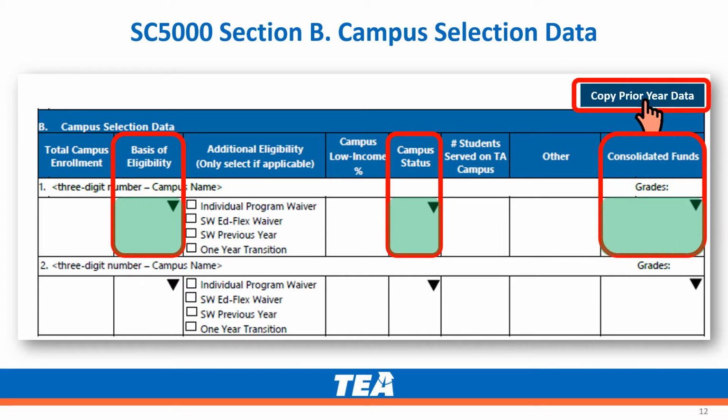Please note that if you selected EdFlex, one-year transition, or school-wide previous year in 2021, the data will not copy due to the selections being removed from the basis of eligibility column and added to a new column of the schedule that we will address later in the presentation.